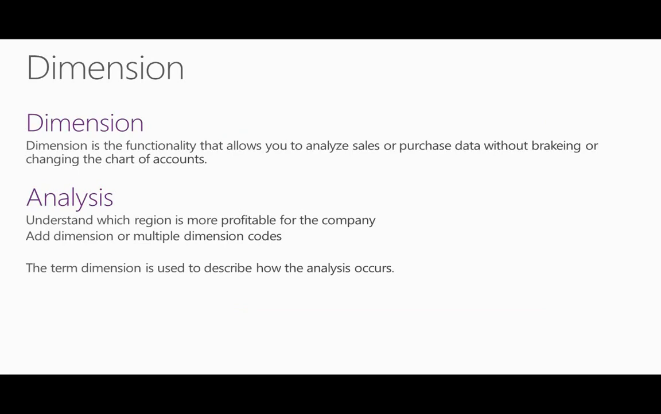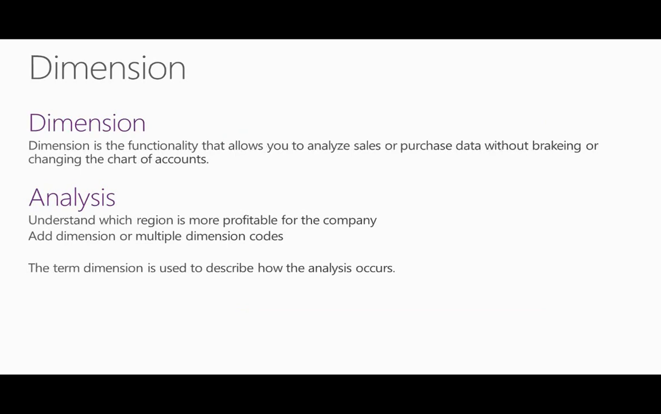Before starting, I'd like to remind you what dimension functionality is. Dimension is the functionality that allows users to analyze sales and purchase data without breaking or changing the chart of account. With dimensions, it's possible to create different analyses, like understanding which region is more profitable for the company. Adding dimension or multiple dimension codes makes it possible to do different kinds of analysis. The third dimension is used to describe how the analysis occurs.